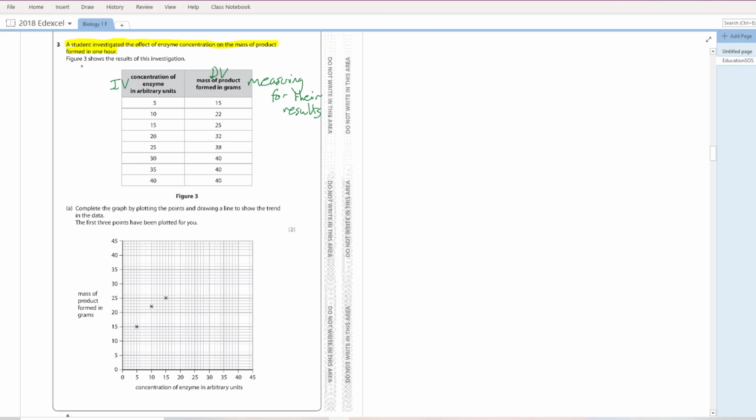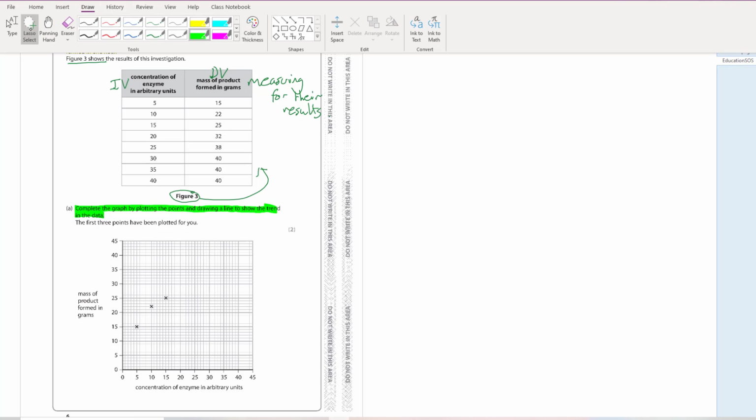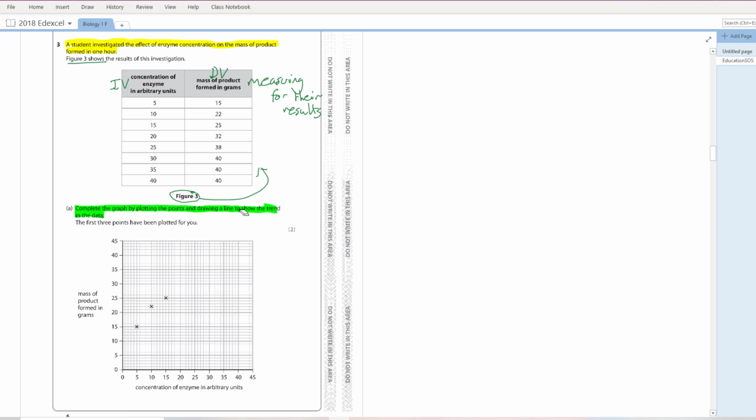It says figure 3 shows the results of this investigation, and this whole thing here is figure 3. Now the instruction first: complete the graph by plotting the points and drawing a line to show the trend in the data. That instruction is actually made up of 2 parts, and that's why it's worth 2 marks. The first part is complete the graph by plotting the points. The second part is draw a line to show the trend in the data.